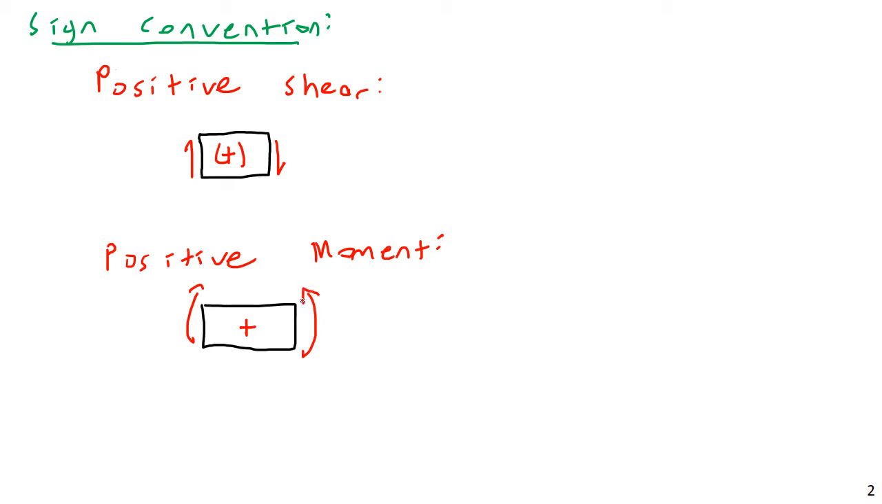And then positive moment is going to have a clockwise arrow on the left and a counterclockwise arrow on the right. This produces positive bending. If you remember from statics or mechanics of materials, positive bending is bending that makes a nice little smiley face. Mathematically, we would refer to this as concave up. If a beam's curvature is concave up, we call that positive bending moment.